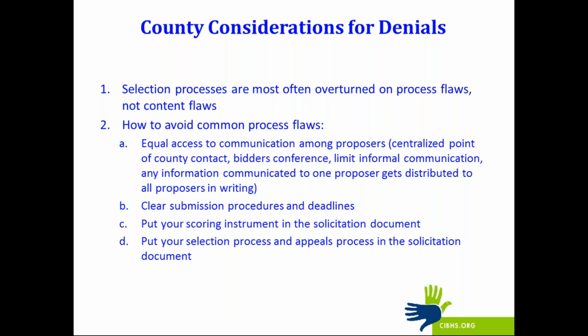Okay. So the slide that we're on now is county considerations for denials. Selection processes are most often overturned on process flaws and not content flaws, and I think that's absolutely true. When someone protests, it's usually about, X program was given this information, we were not given the same information, right? There was a bidders conference, but the notes of the bidders conference were not accurate, for example. It's something in the process of going out to bid that's usually protested. It's not the content of the information, okay?